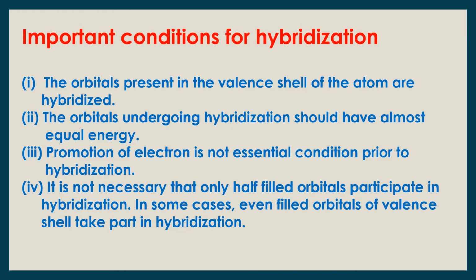Important conditions for hybridization: the orbitals present in the valence shell of the atom should be hybridized. Orbitals undergoing hybridization should have almost equal energy. Promotion of electron is not an essential condition. We'll see one or two examples, then you will understand that in every case electron will not get promoted. And it's not necessary that only half-filled orbitals participate. In some cases, even filled orbitals of the valence shell take part. The lone pair will also be taking part in hybridization.